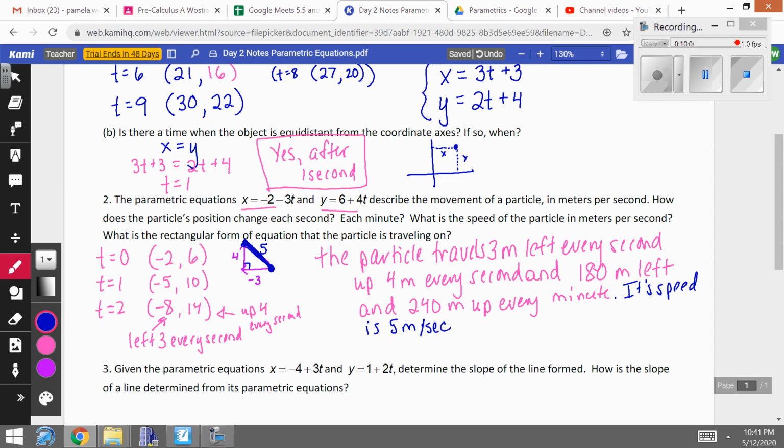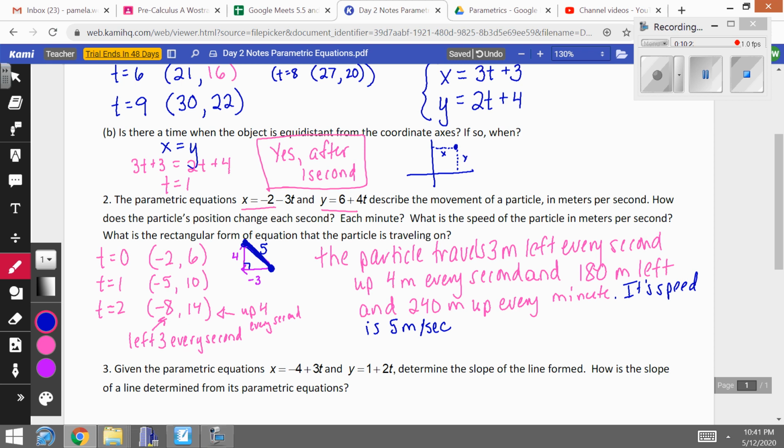So that's how we can come up with our speed. Now we want to think through a rectangular form of the equation on this one. Sorry, I'm getting kind of sloppy and running out of room. I'm writing too much. It's really what we had done the other day. We can solve one of the equations for t and then put it into the other one.